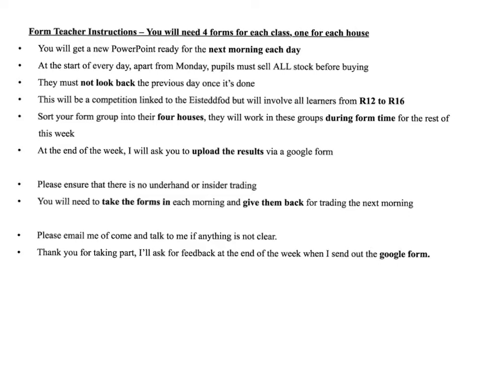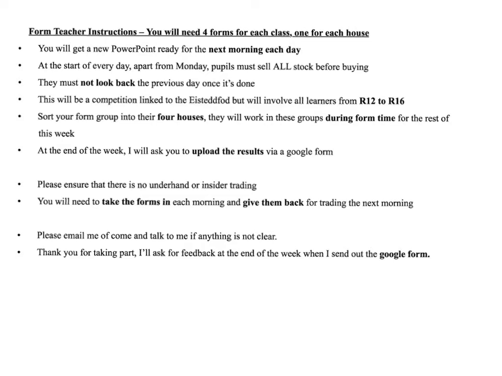So first of all, you'll get a new PowerPoint either very early in the morning, each morning, or last thing in the evening, ready for the next day. At the start of each day, apart from Monday, the thing to remember is that pupils must sell all their stock before they buy their next stock, and hopefully that will make sense over the next few slides. They must not look back at any previous PowerPoints or any of the PowerPoints once that day has been done.